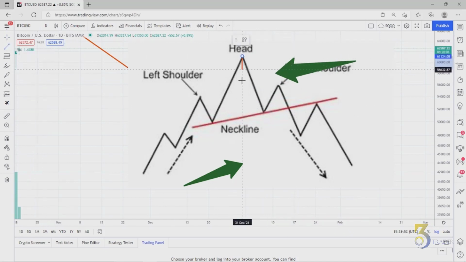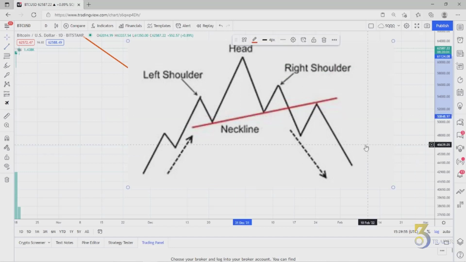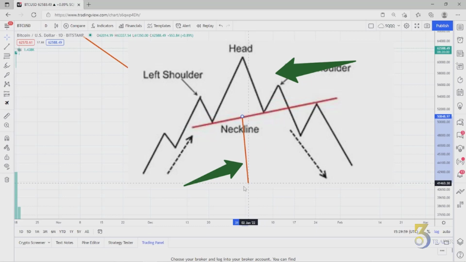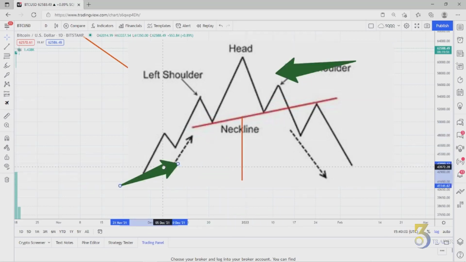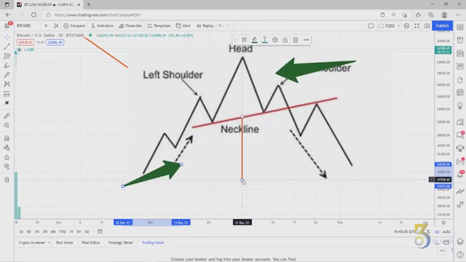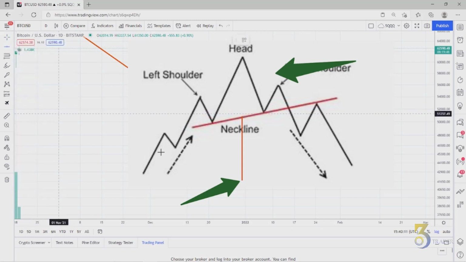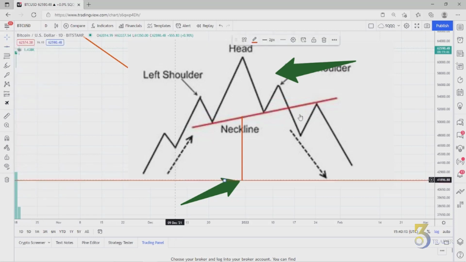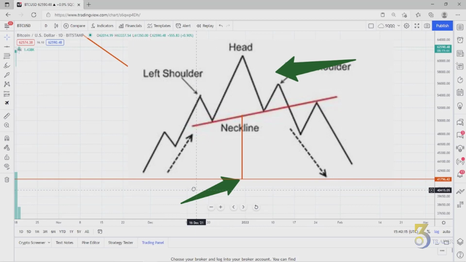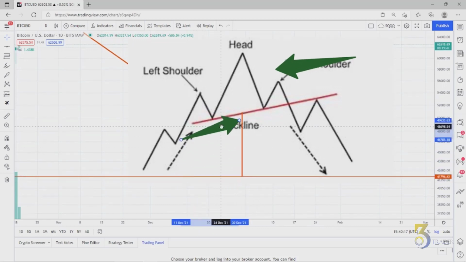So real quick, let's talk about how you get your target. Your target is measured from head to neckline, and then you just take that distance and you flip it. You want to measure it better than I just did; I'm just trying to show you how to do it. And this is your estimated target right here.